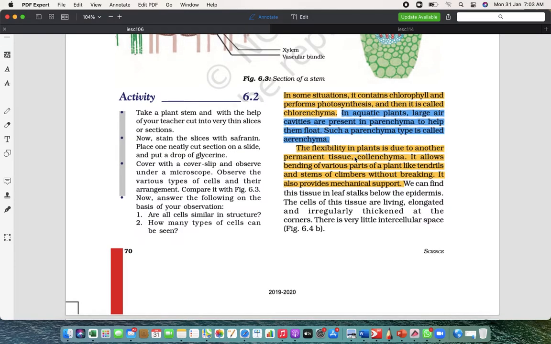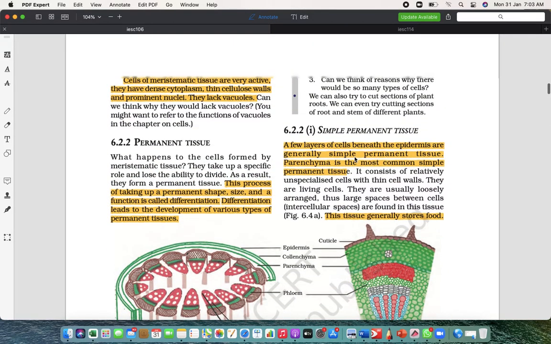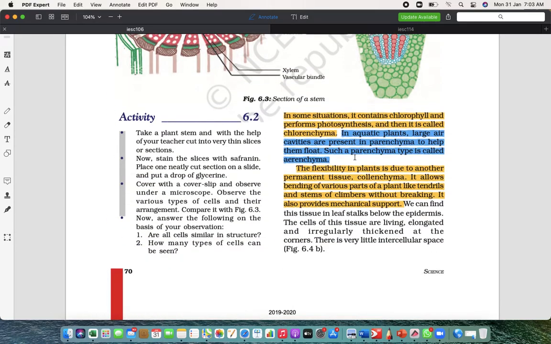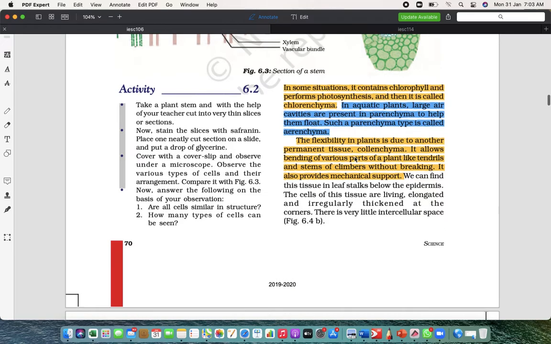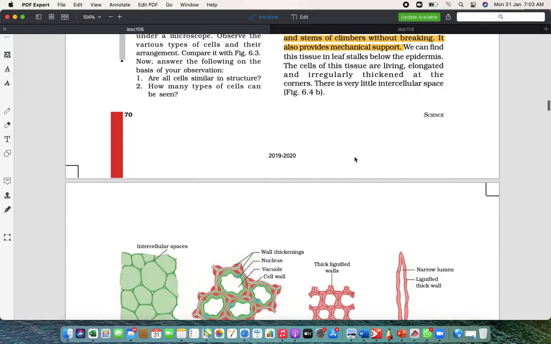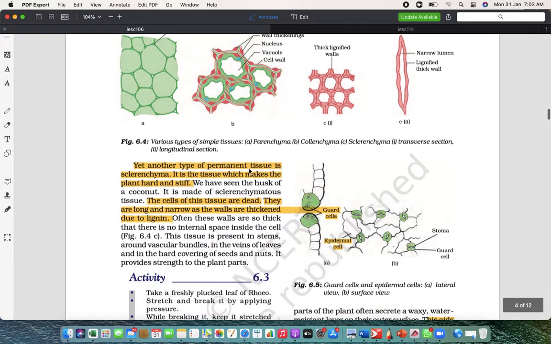The flexibility of the plant is because of another type of tissue. So basically simple permanent tissue depends upon parenchyma. Second is collenchyma. Collenchyma is what? Flexibility. It gives you flexibility, so they do not break, and provides mechanical support. Another type of permanent tissue is called sclerenchyma. So simple permanent tissue, as you see, is divided into three. Sclerenchyma makes the plant hard and stiff, for example, the husk of coconut. So remember all this for MCQs and 1 mark questions also.